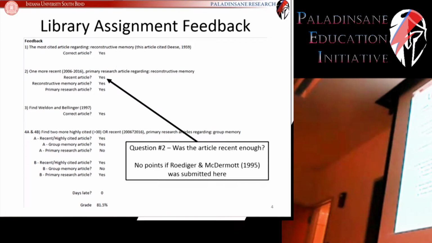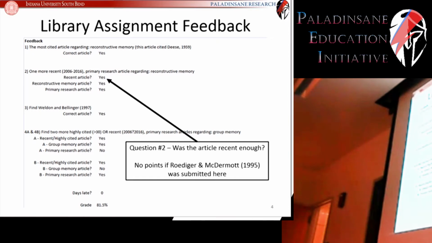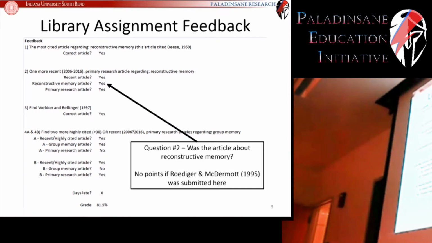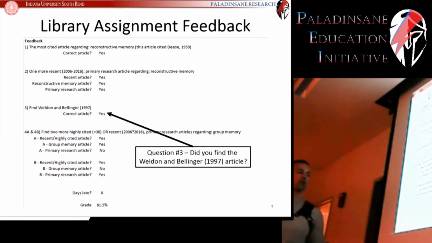For question number 2, was the article recent enough? And if you mistakenly submitted the Roediger and McDermott paper for this, then you did not get any points for that question. Question number 3, was it reconstructed memory? Was it a primary research article? Question number 3, did you find the Weldon and Bellinger article?